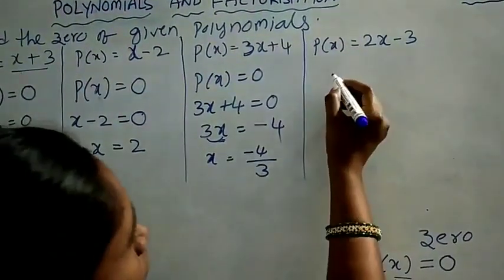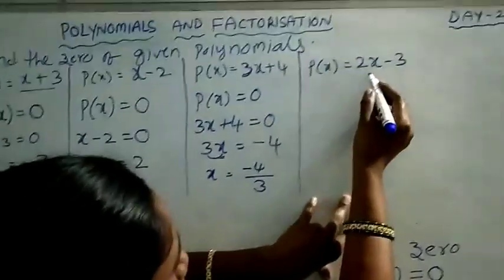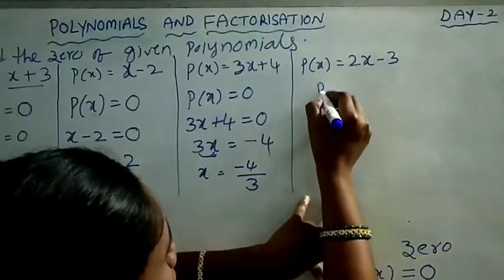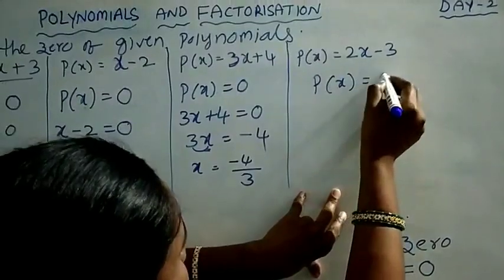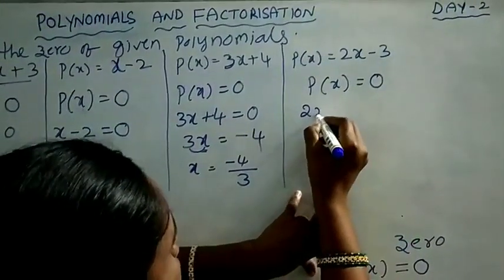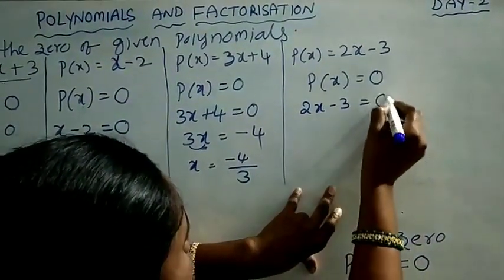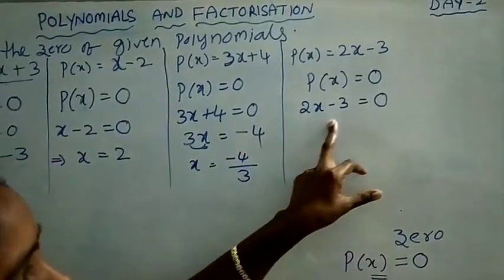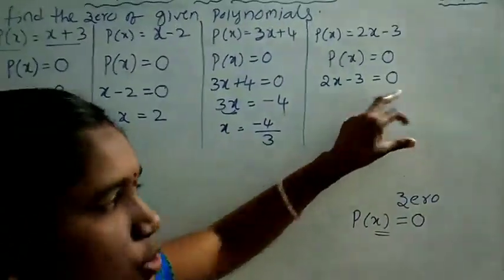Okay. Now, one more problem. P of x is equal to 2x minus 3. To find the 0 of the polynomial, we have to equate the given polynomial to 0. 2x minus 3 equal to 0.